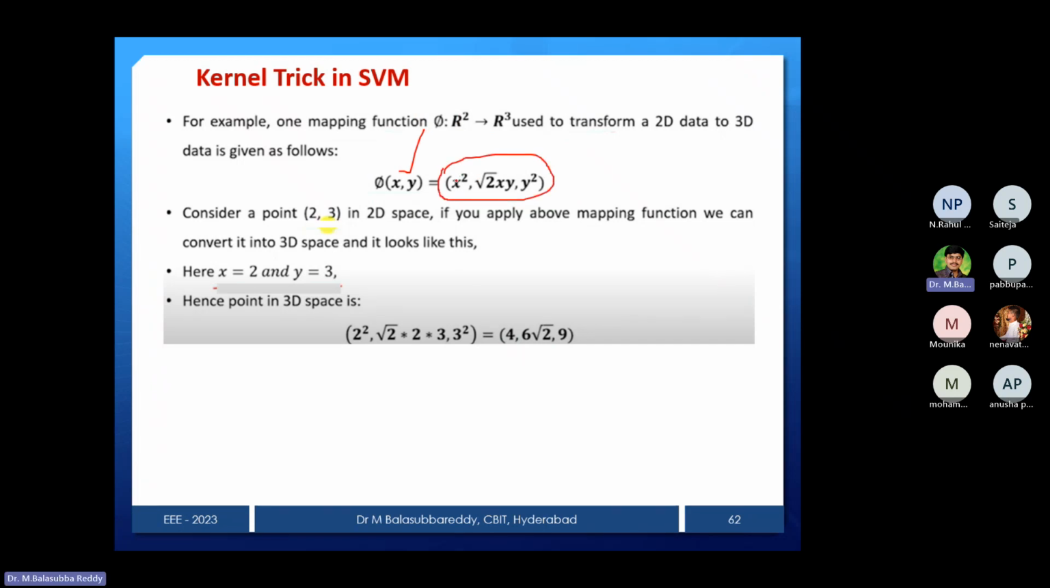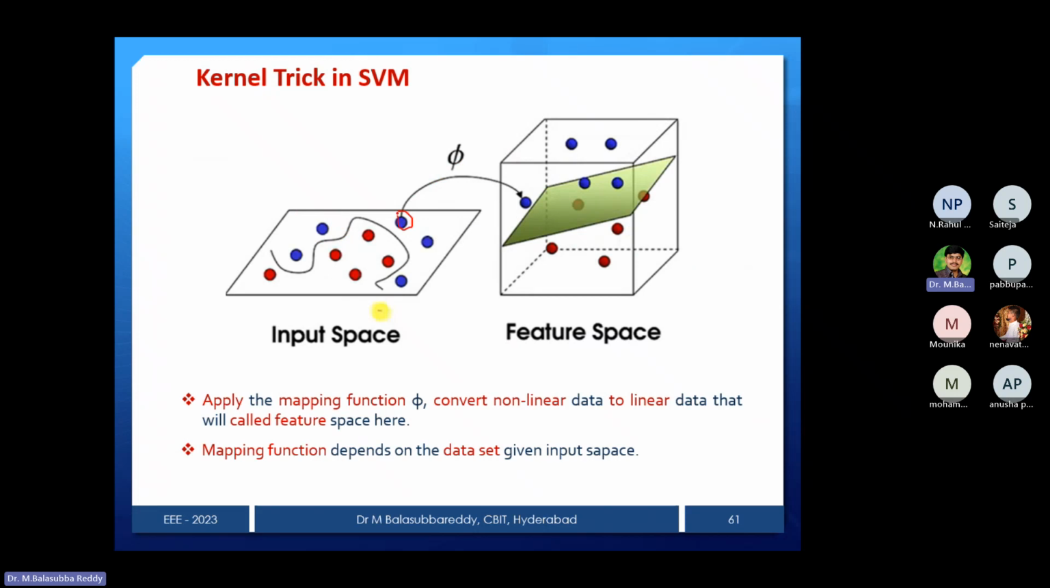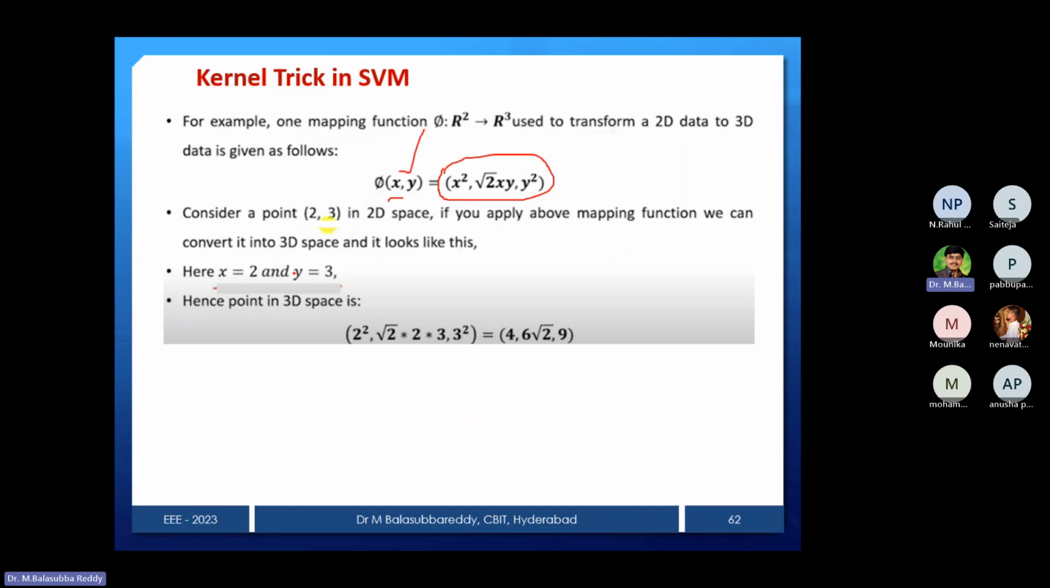Whatever data is given in the plane, the xy data, you have to convert it into 3D data. Suppose you take any point, this point or this point, and that data is 2 comma 3. Substituting here, what is happening? 2 squared is 4, then root 2 times x into y, that is 2 into 3, which is 6, and then 1 point into y squared, which will be 9. I'm only substituting x comma y.